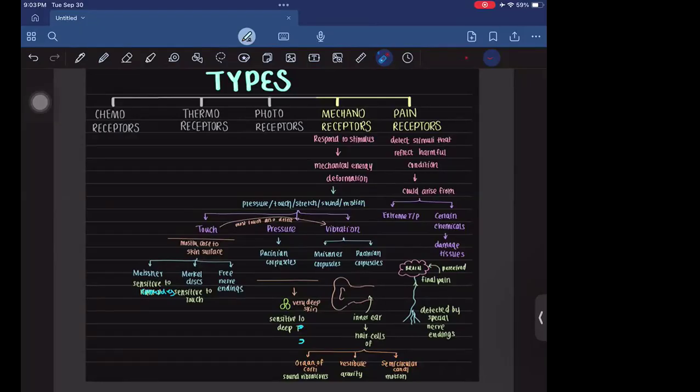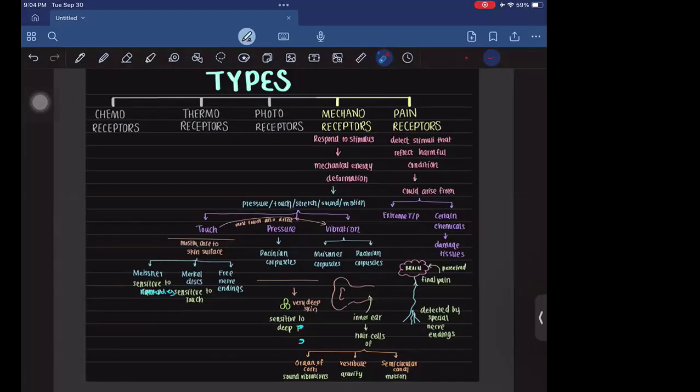They will be detecting stimulus which will be reflecting harmful conditions. You have to move your hand away, you have to move away. So harmful conditions they will be detecting. That can be arising from extreme temperature or pressure. Maybe it can be a fire, or maybe there is an extreme pressure. Or else it can be chemicals which can damage your tissues, your epithelial tissue, muscle tissue, whatever tissue. So either due to these two reasons, the pain receptors can be stimulated.